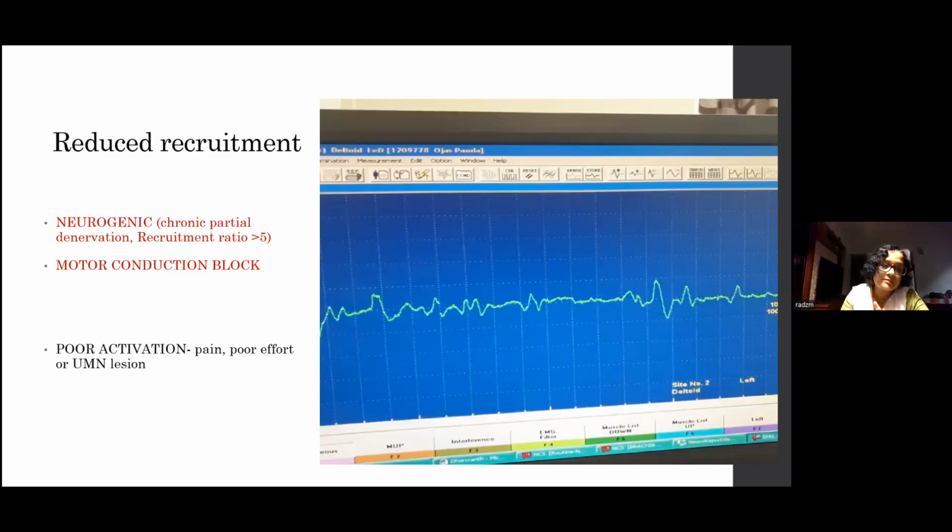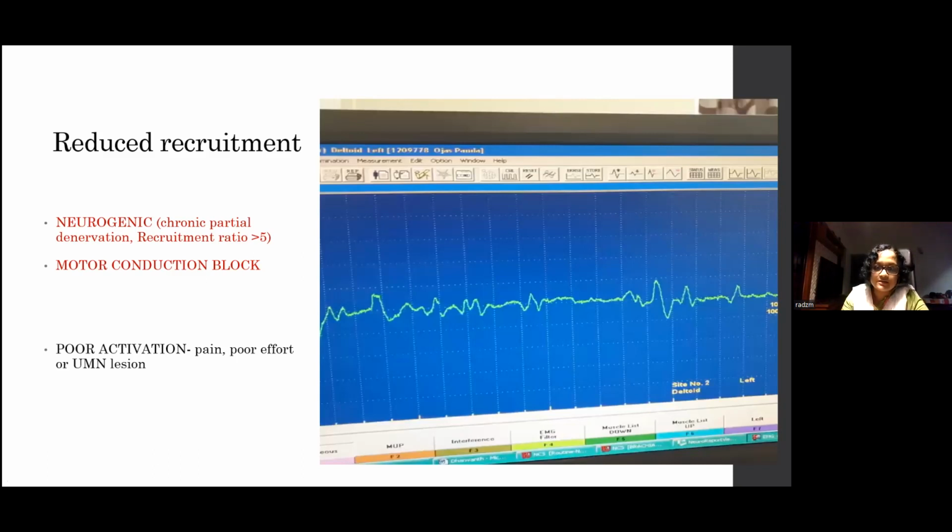Sometimes people say reduced recruitment is seen in poor activation. Strictly, that's not true. I put it there because you'll see it in textbooks, but poor activation itself, activating a muscle, is a central thing. So if you have a stroke, for example, your activation will be poor, but your recruitment will be normal. If you have a lower motor neuron problem, like motor neuron disease, the patient will be activating fine, but the recruitment will be reduced.